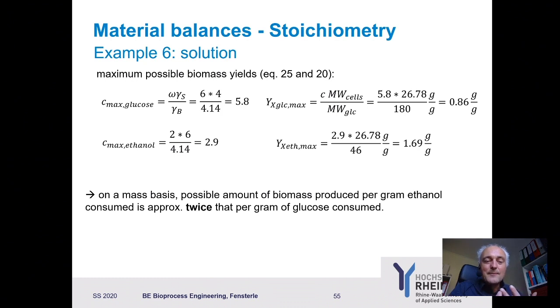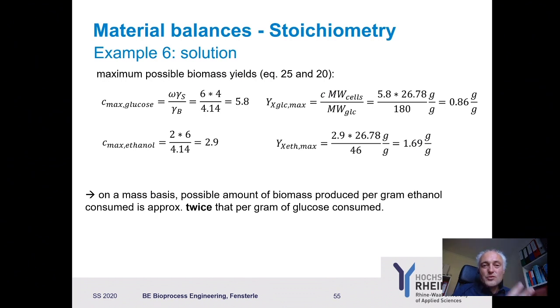And why? Because the degree of reduction of ethanol here is 6. The degree of reduction of glucose is 4. In other words, ethanol is more highly reduced. There are more electrons available, which you can transfer. And if you can transfer more electrons into biomass, you can produce more biomass. That's very simple. You have more energy. So the more reduced the substance is, the more energy the substance has.